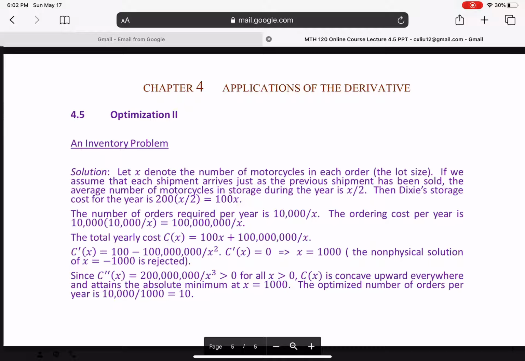10,000 is the total number of motorcycles per year, and 1,000 is the number of motorcycles in each order. So the number of orders is just 10,000 over 1,000, which is 10. So this is the end of this section.